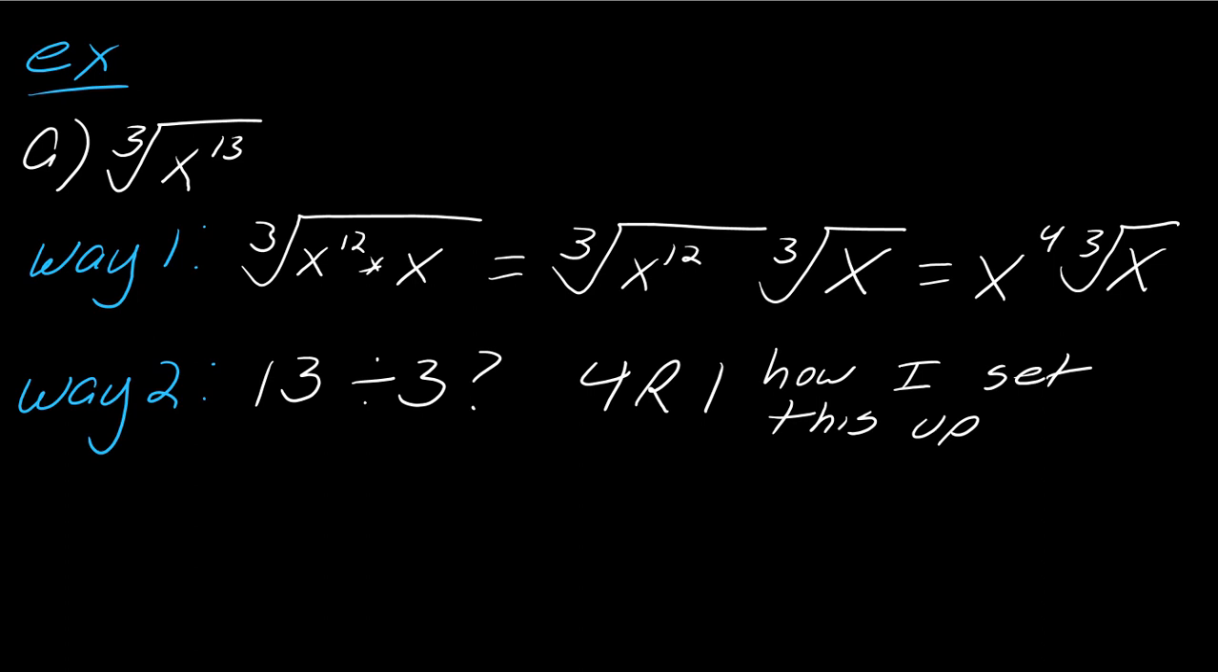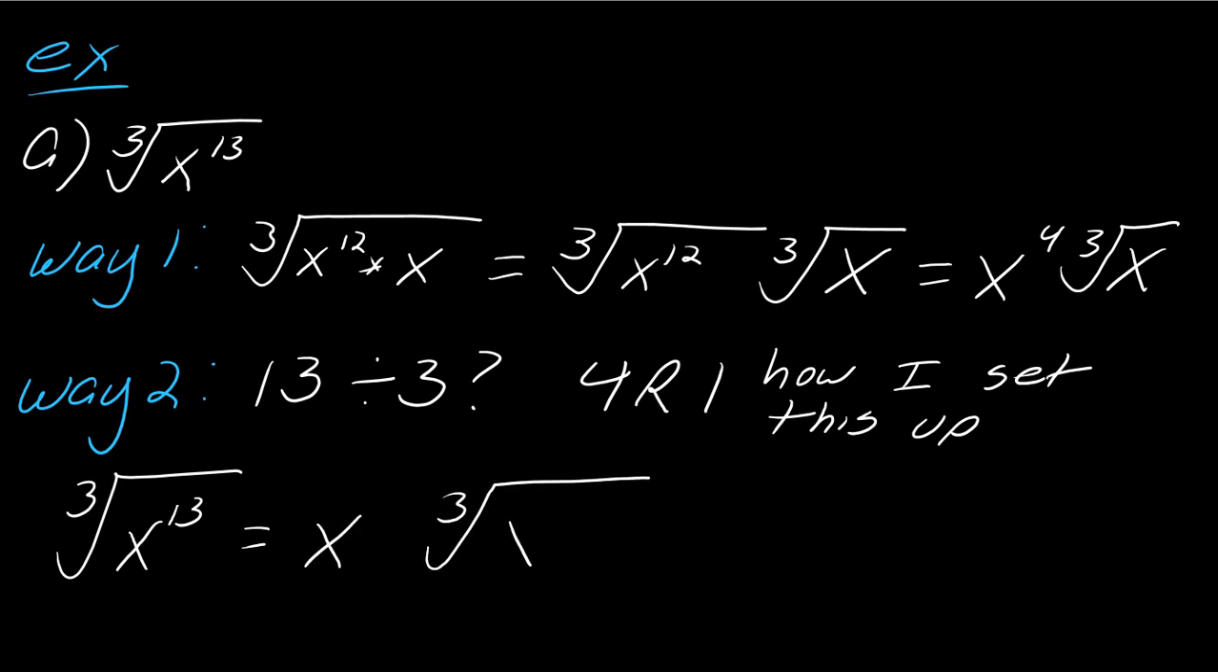So I want to show you now how I set that up. If I have the cube root of x to the 13th, what I do in my head is I say, okay, how many times does 3 go into 13? The second that I notice this will not evenly go into 13, I'll put an x on the outside and an x on the inside, because I know that there's going to be a remainder, and when there's a remainder, I'm going to have a term under the radical. So I set this up.